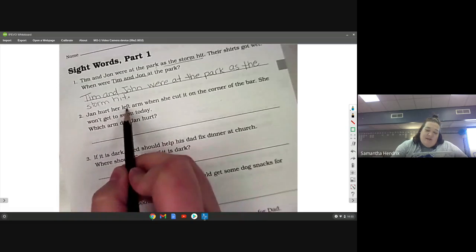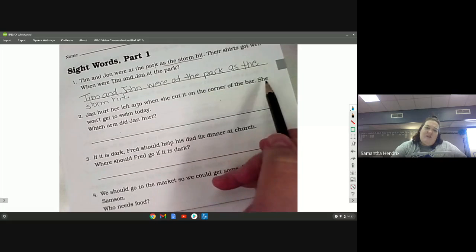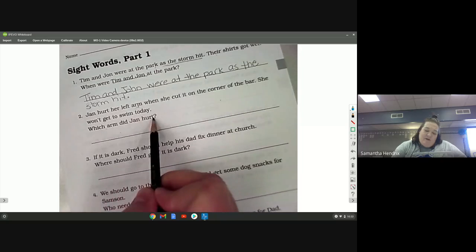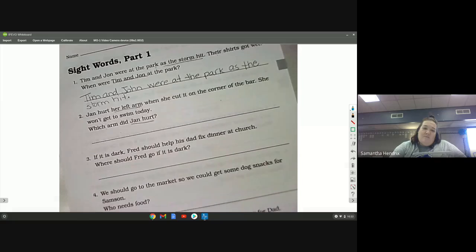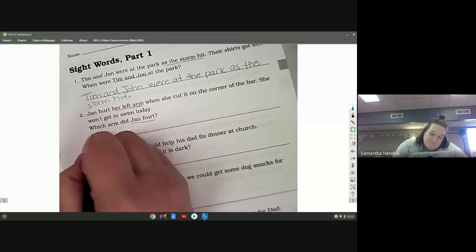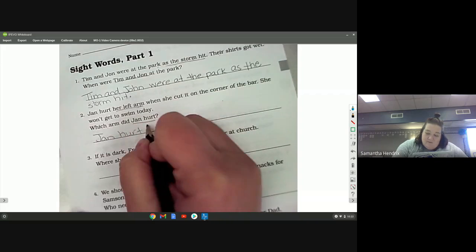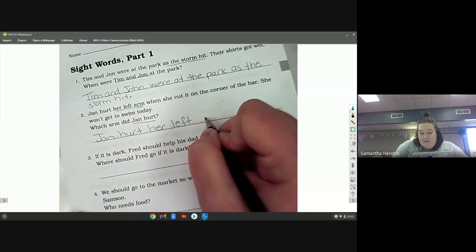Jan hurt her left arm when she cut it on the corner of the bar. She won't get to swim today. Which arm did Jan hurt? Jan hurt her left arm. You can pause to write this down. And I'm going to end it on a period.